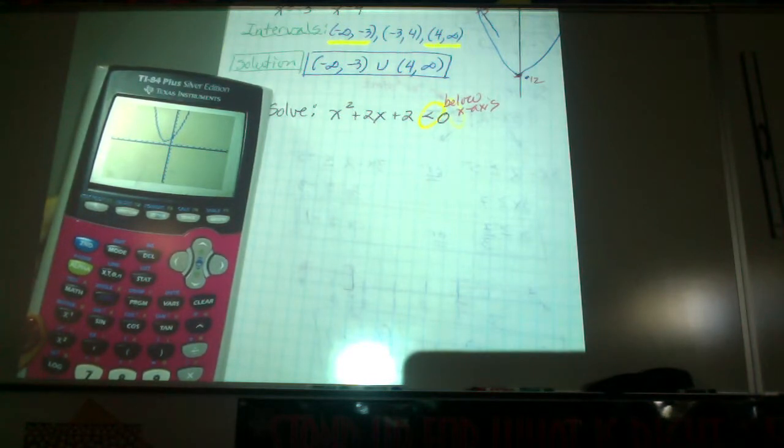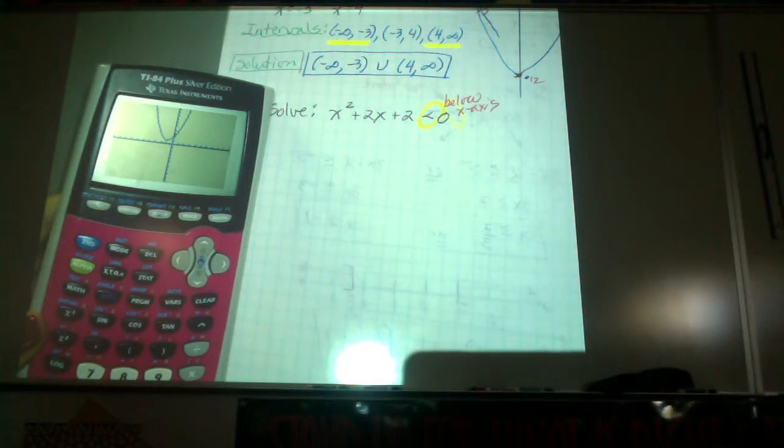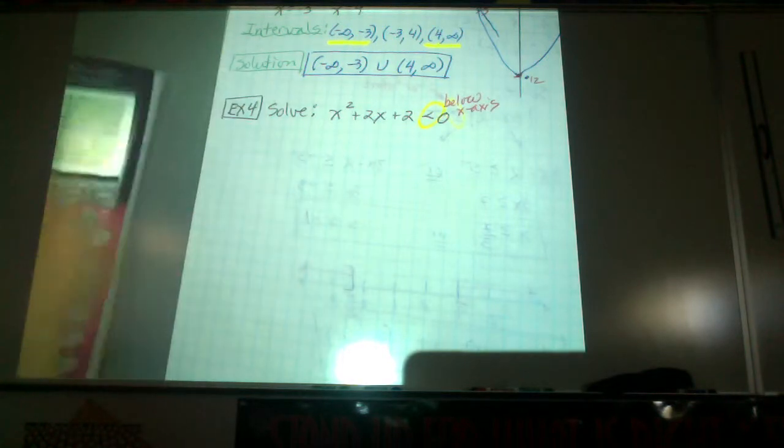It's not intersecting the x-axis at all. So it doesn't cut our x-axis. So what this means is your solution is either all real numbers, the entire x-axis, or none of it. One or the other. It depends on your inequality sign. So let's go ahead and sketch this best we can.